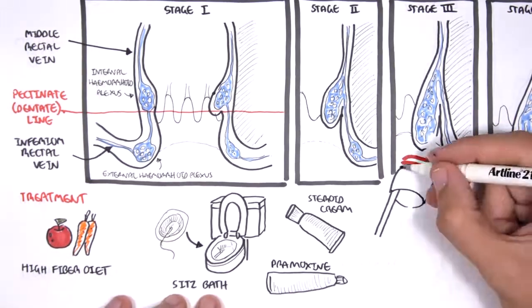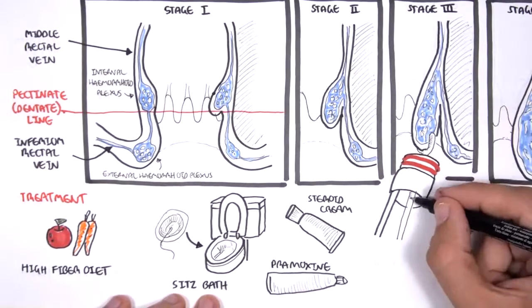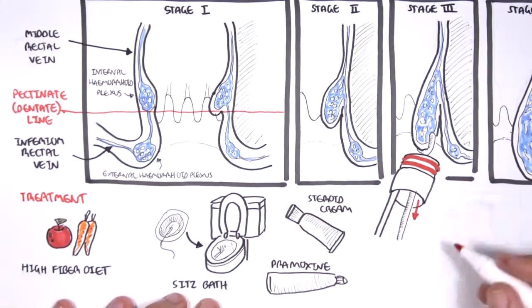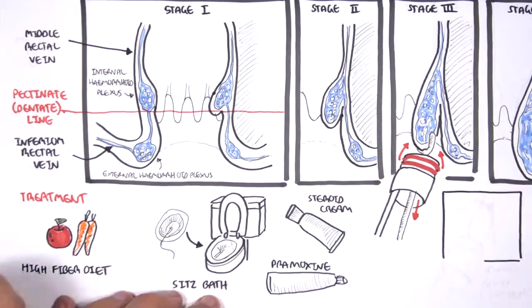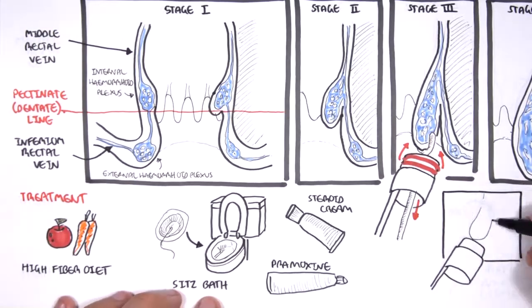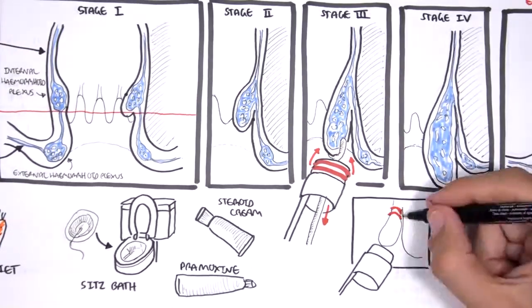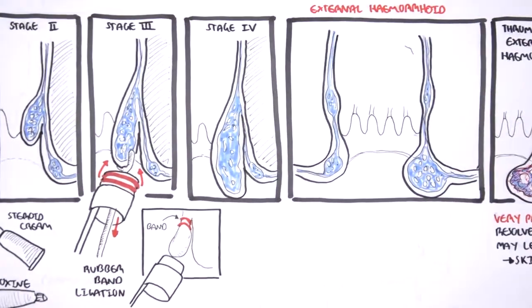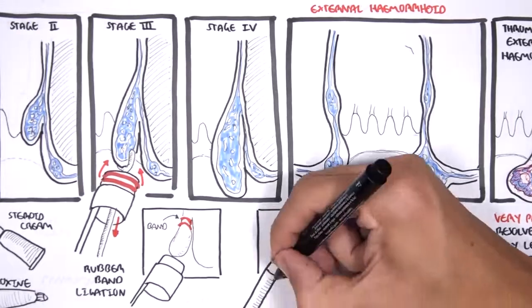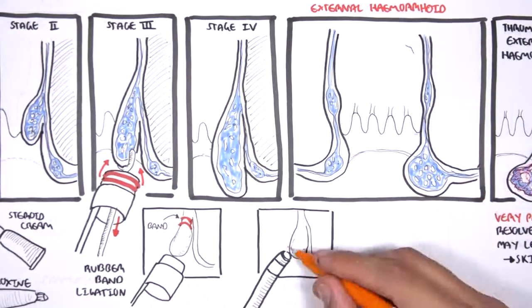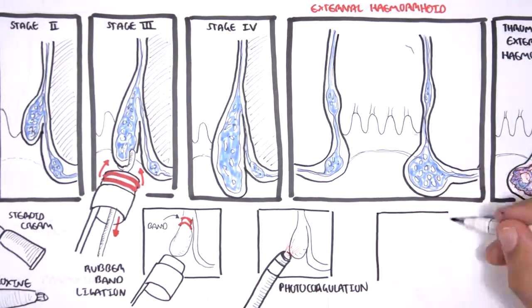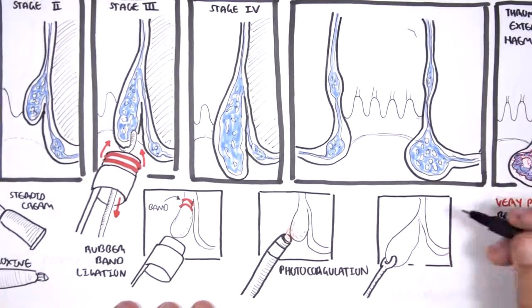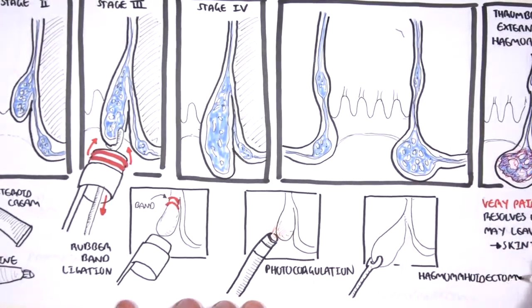For stage 3 and 4, rubber band ligation can be done. And a rubber band ligation is essentially a procedure in which the hemorrhoids are tied off at its base with rubber bands, and this will cut off the blood supply. Other options include photocoagulation, where infrared light is used to break down the hemorrhoid. Hemorrhoidectomy can also be performed, which is essentially cutting the hemorrhoid out.